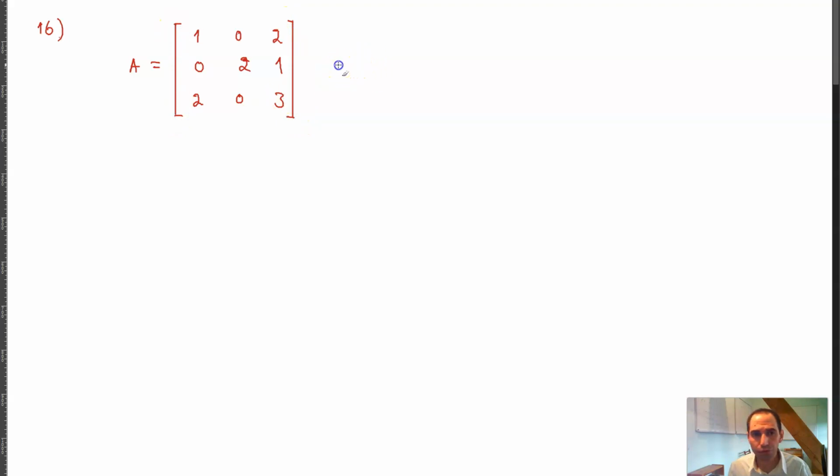And then you want to prove that A cubed minus 6A squared plus 7A plus 2I is equal to O.